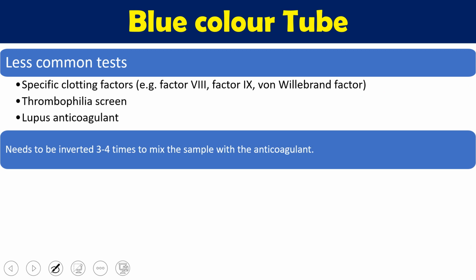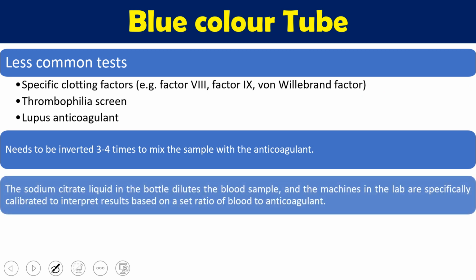Whenever we collect blood in the blue color tubes, the blood needs to be inverted 3 to 4 times so that the sodium citrate mixes completely. The sodium citrate in the bottle is in liquid form, so when it is mixed with the blood, it dilutes the blood sample. The machines in the labs are normally calibrated to interpret results based on the set ratio of blood to anticoagulant.